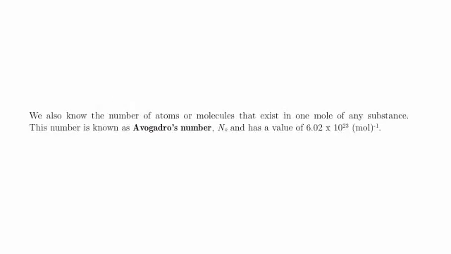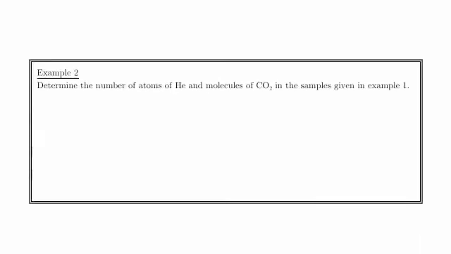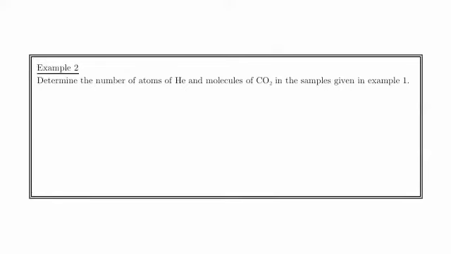Moving along, we know that we can also express the number of atoms or molecules that exist in 1 mole of any substance. And so, of course, this number is known as Avogadro's number, and it has a value of 6.02 times 10 to the 23rd. And of course, the units on that will be moles to the -1, or inverse moles. And so from here, we can say, oh, well, we can use Avogadro's number and the number of moles to determine the number of particles. So let's do that. Determine the number of atoms of helium and the number of molecules of CO2 in the samples given in example 1.